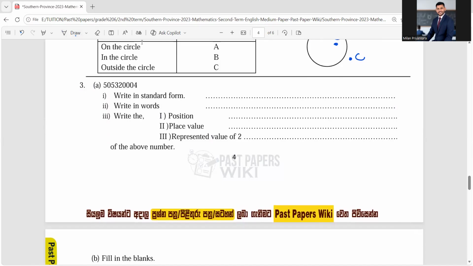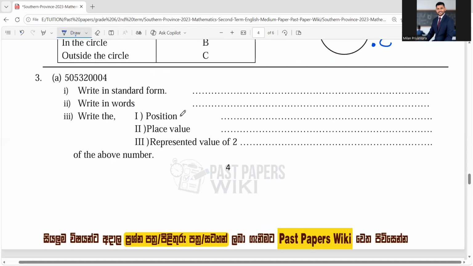You have to write in the standard form in this one. When you have to write in standard form, you have to start from the right side and separate them into periods. I can take from here and from here. And then I have 5, 0, 5, 3, 2, 0, 0, 0, 4. Right, in words. When you have it like this, we have these periods, units. You don't need to mark these things. I'm just marking so that I can explain how to get the answer. This is thousands. And this period is millions.